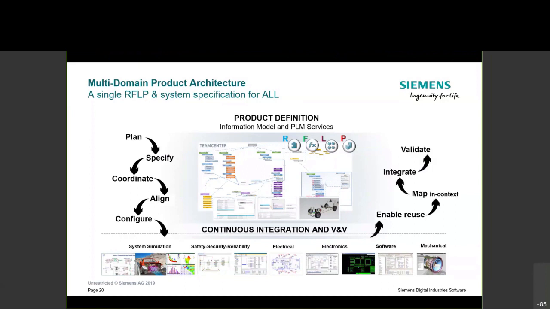And then in return, there's this matter of getting back the data. All these engineering domains are delivering data, artifacts, proof of validation. You want to get that back in the information model. You want to map these artifacts in context. You want to integrate them in the right place. And why do you want to integrate them? Because eventually, at the end of the day, you're going to need to do a complete product validation. So that's a concept of product definition.